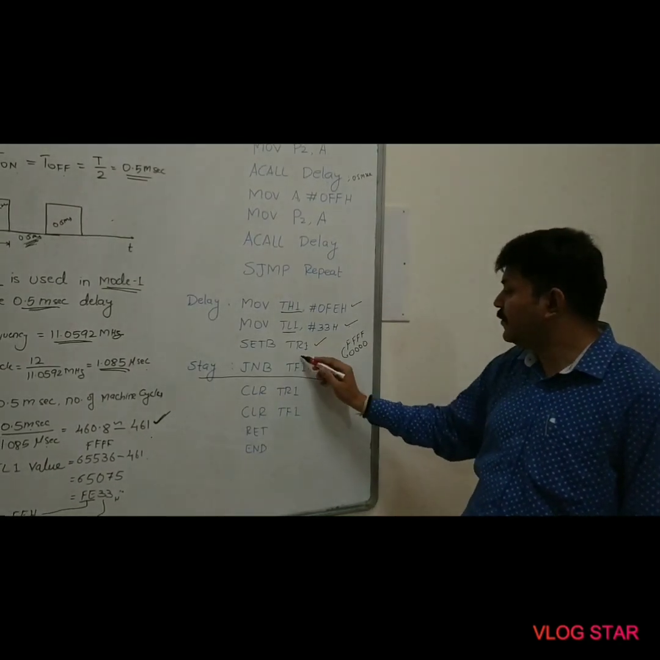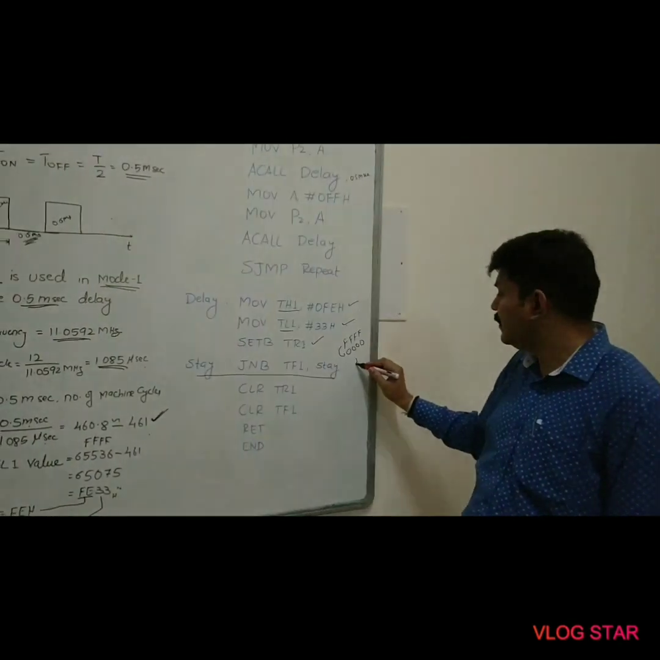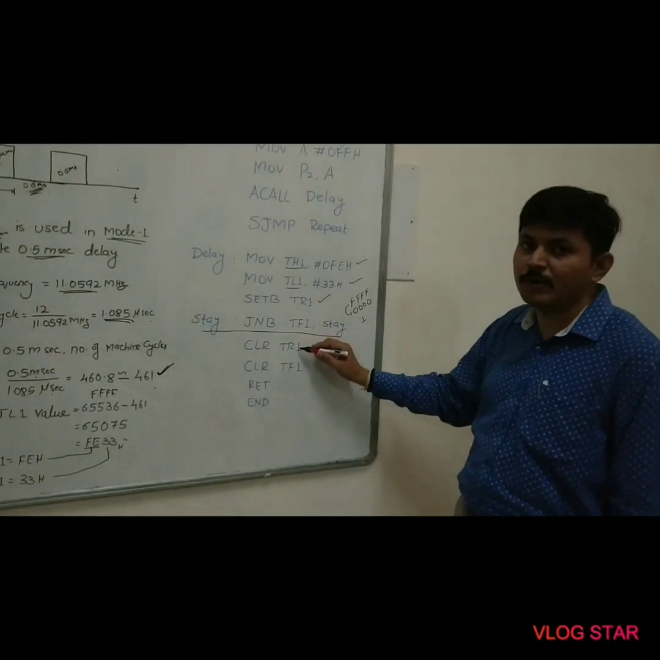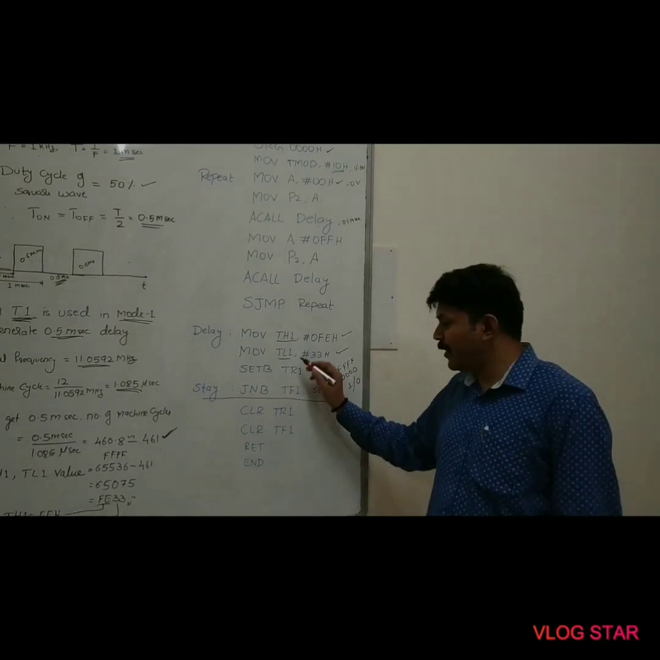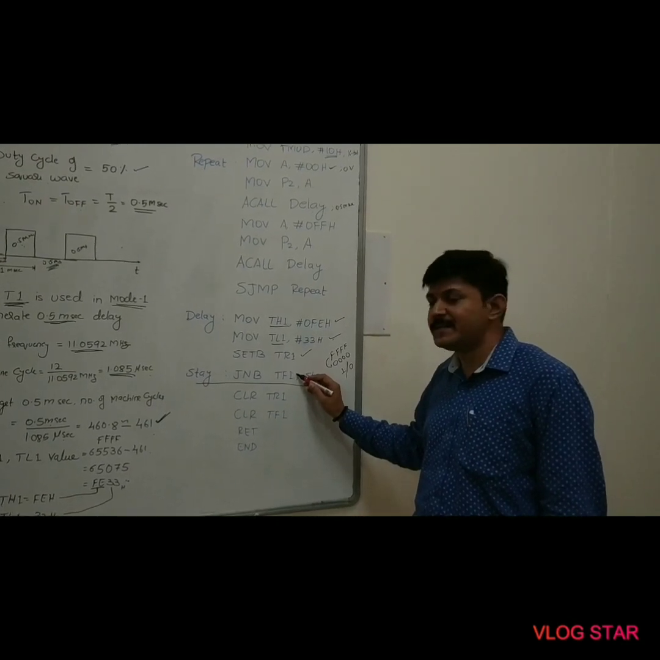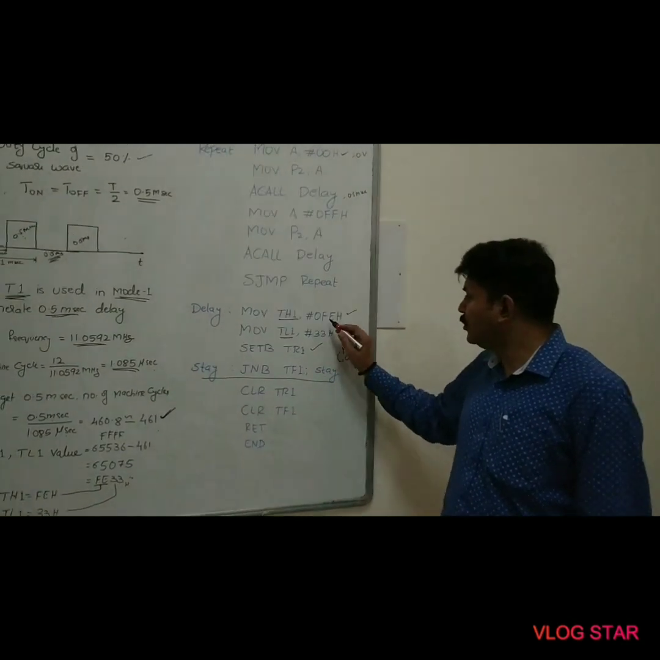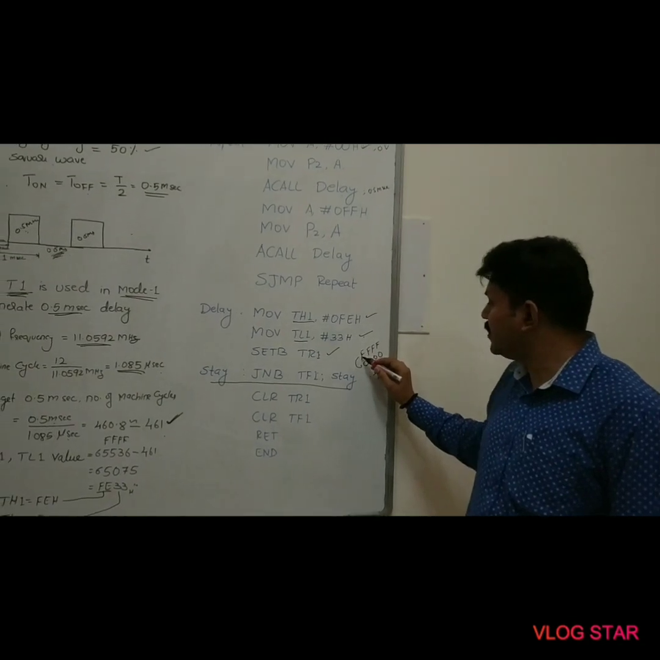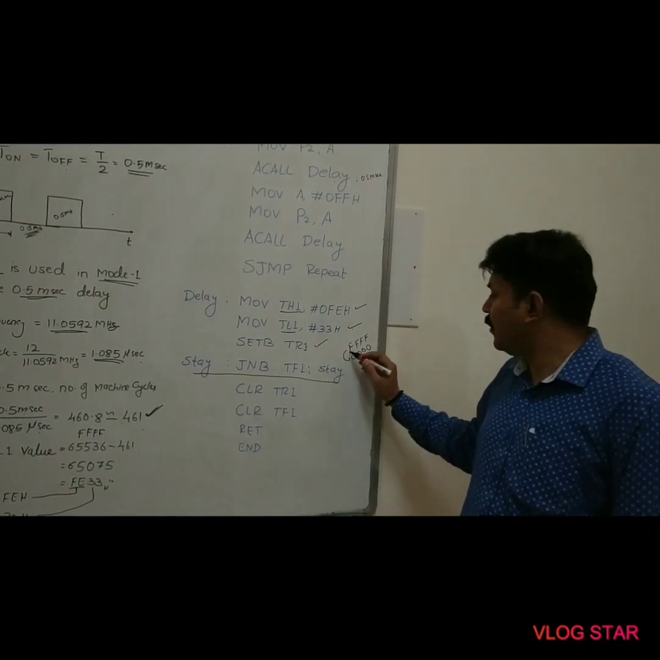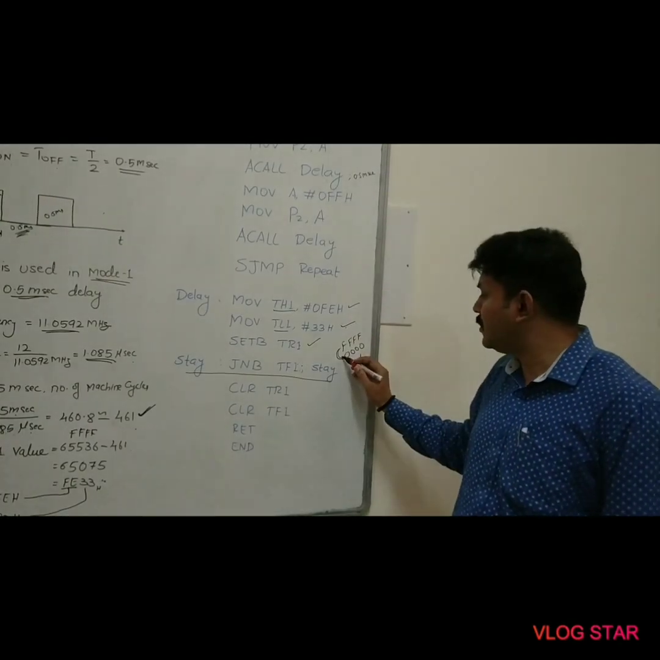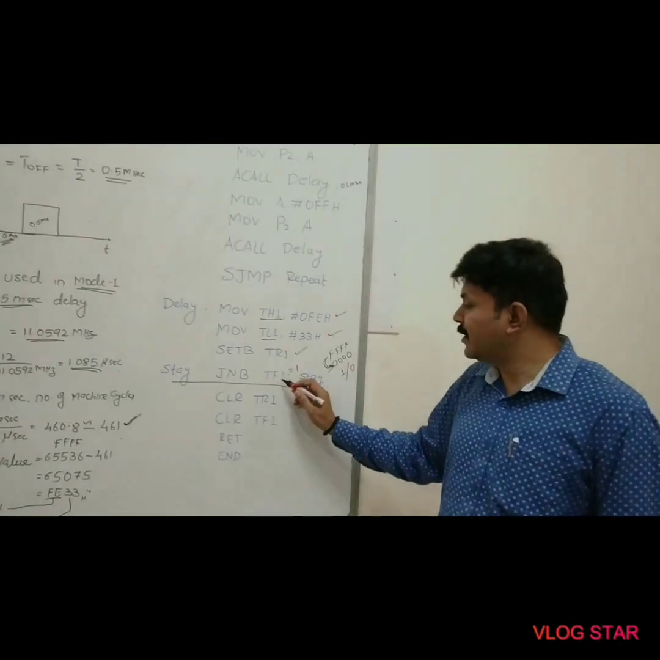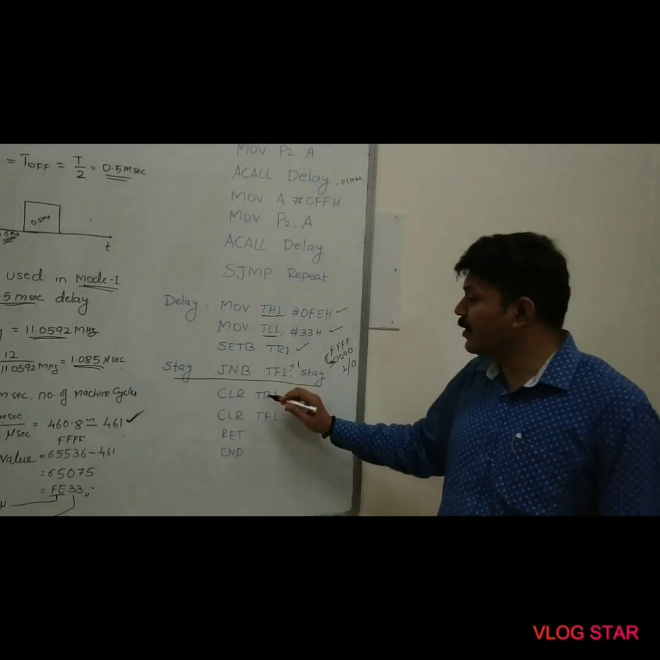Once the TF flag is set, this condition fails and it will come out. Until that, the program will stay in this line. The TF flag will be set when the counter value reaches from FF to 00, so it will stay in this loop. Once it reaches this 00 value, the TF flag will be set, and this condition fails and it will come out.